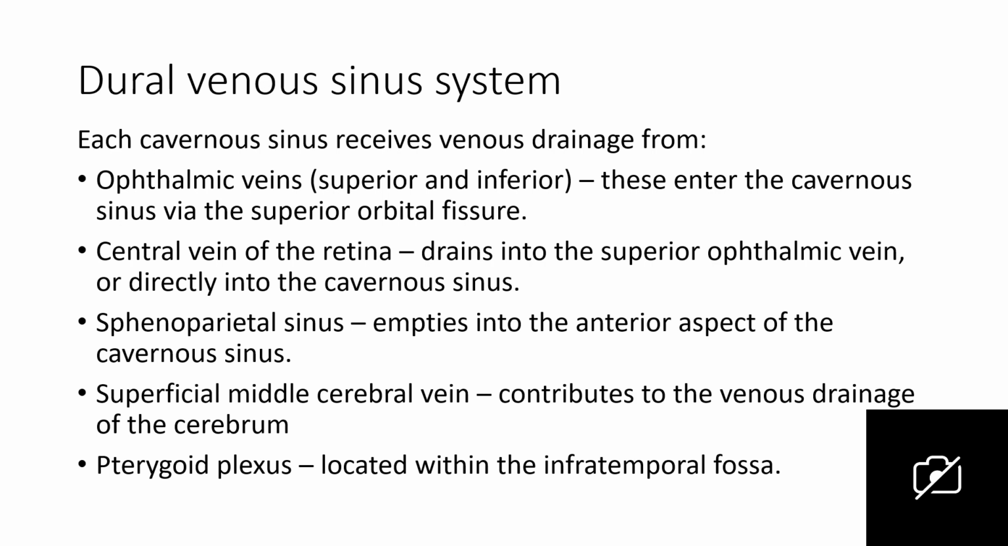The sphenoparietal sinus empties into the anterior aspect of the cavernous sinus. The superficial middle cerebral vein contributes to the venous drainage of the cerebrum. And the pterygoid plexus, which is located in the infratemporal fossa, also drains into the sinus.